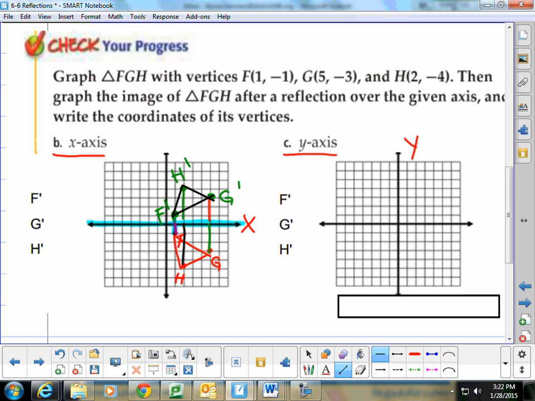And notice that we have a triangle flipped over the axis. That did get a little messy. Hopefully your paper's a little neater than mine. You know how tricky my smartboard can be.